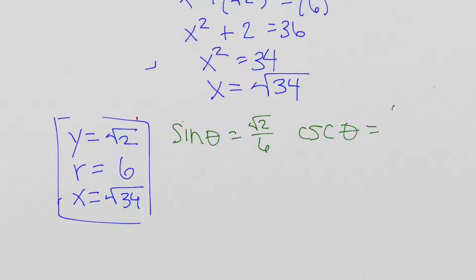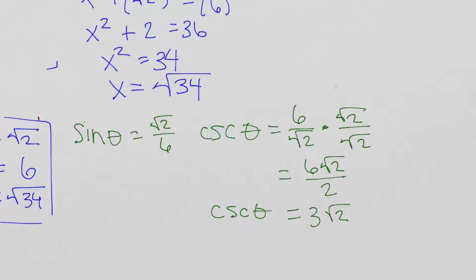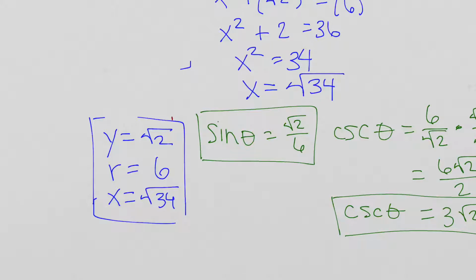The reciprocal gives us 6 divided by the square root of 2. We will rationalize that denominator by multiplying by square root 2 over square root 2. This gives us 6 square root of 2 over 2, which simplifies to 3 square root 2. So cosecant of theta is equal to 3 square root 2. We have sine, which was given, and we just found cosecant. Now we want to go back and find cosine. Cosine of theta is going to be x over r, so the square root of 34 over 6. We'll box that in as our answer.